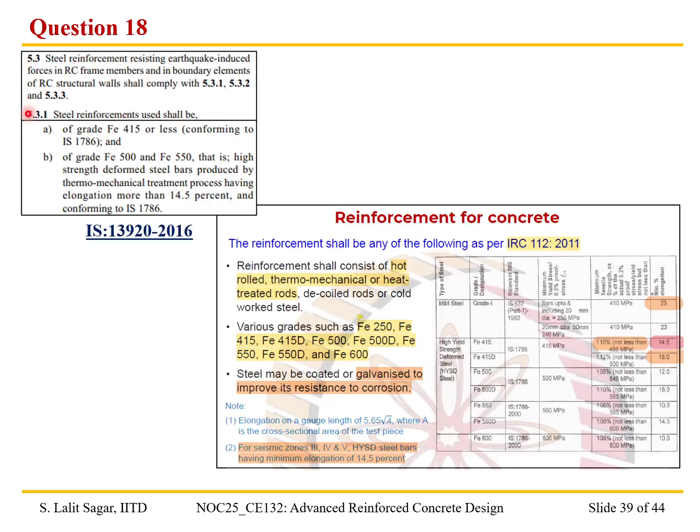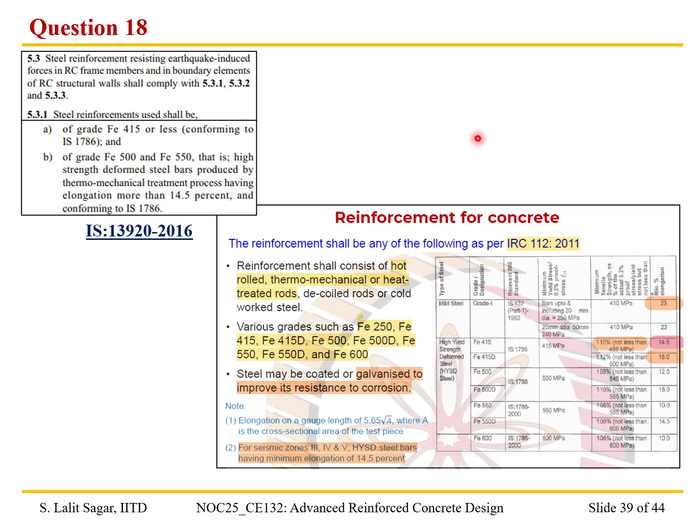And here is the clause. As per clause 5.3 and 5.3.1 of IS 13920, the rebars should have a minimum elongation of 14.5%.